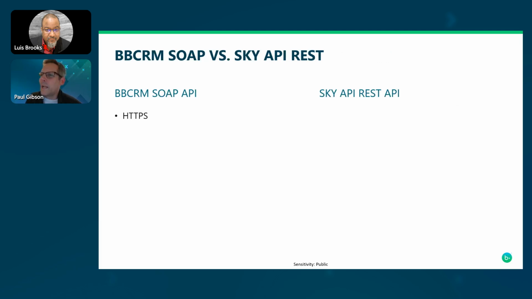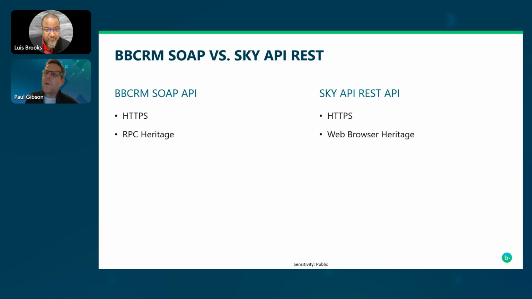So I thought it'd be good to contrast the classic SOAP API with the new Sky REST API. At their heart, they're both HTTPS. Personally, I always like to say that I feel like SOAP is REST. It just has a little bit different shape payload, and the verbs are a little more constricted. But they are considered different approaches.